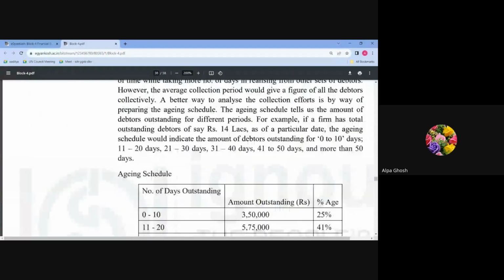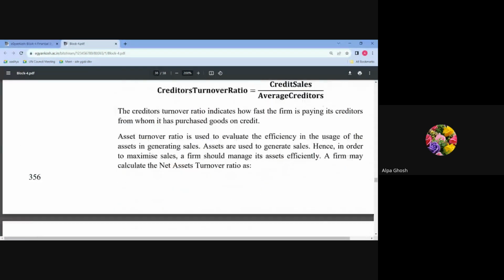The second is related to, again, creditors. If you want to know the creditors turnover ratio, at what interval we make the payments to the creditors. So creditors also arise out of credit purchases. So the formula goes credit sales divided by average creditors.